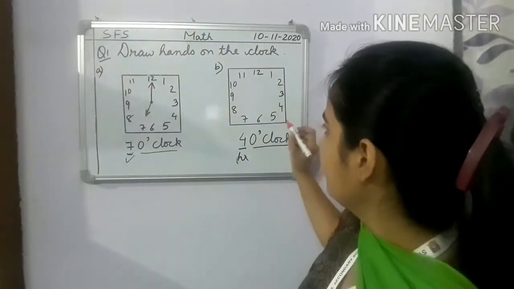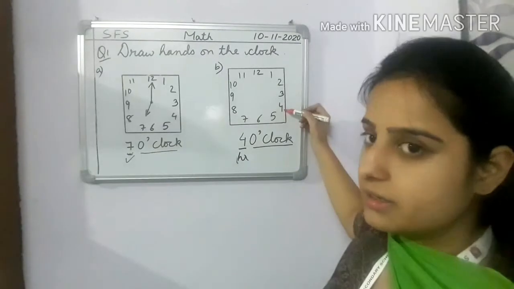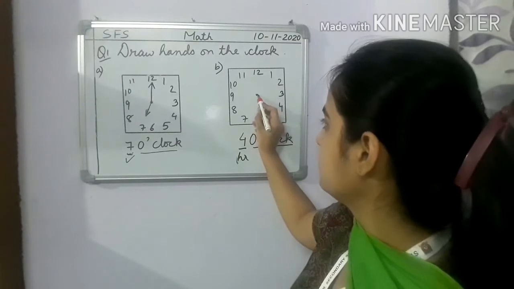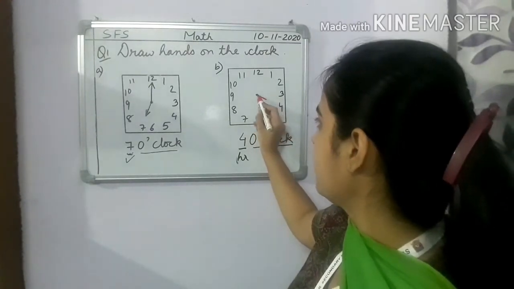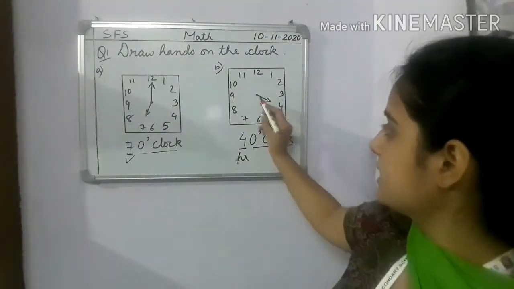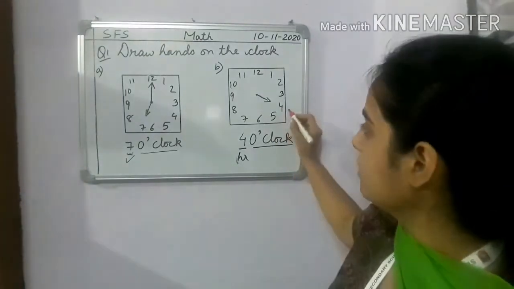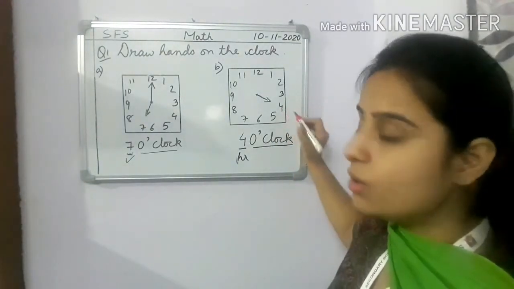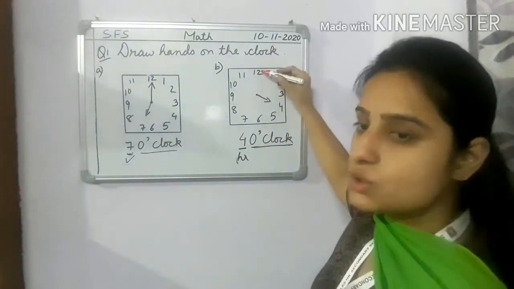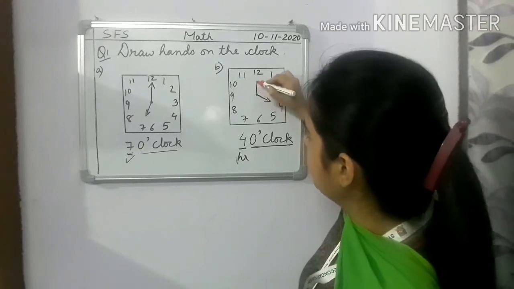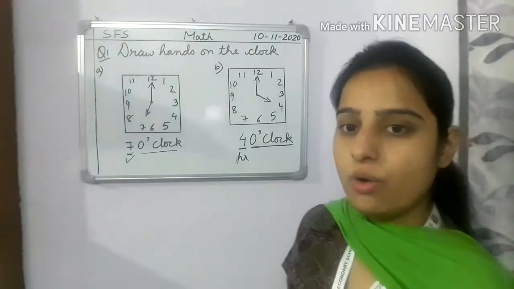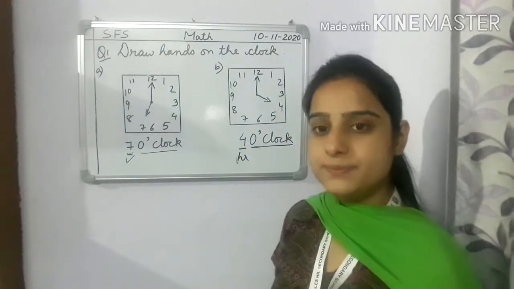So let's do it. Where is number 4? Here, after 3. So let's make a center and draw a line, a hand, towards 4. Is it done? This is our hand. 4. We have done 4. We have shown the hour. Now we have to show the minute. O'clock means the minute hand is on number 12. So we'll draw straight towards 12. So this is how it is 4 o'clock. Is it clear to everyone?